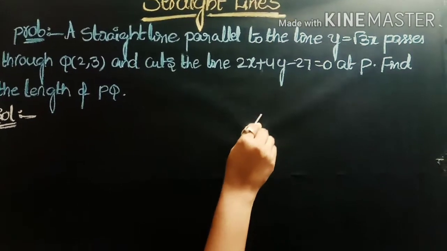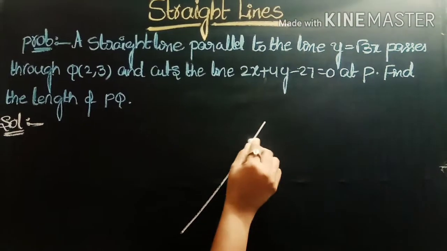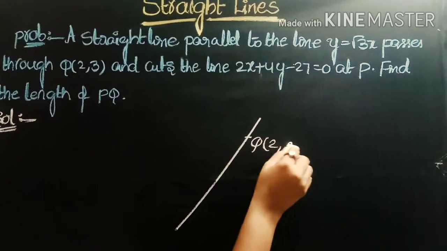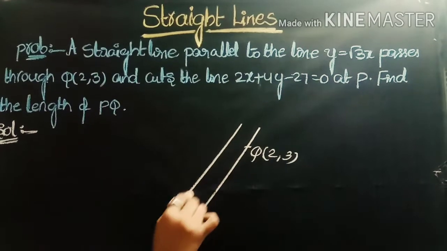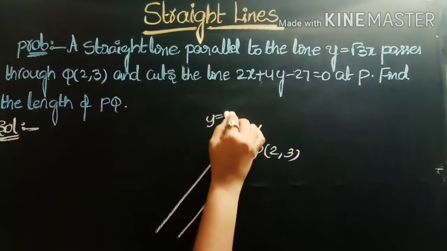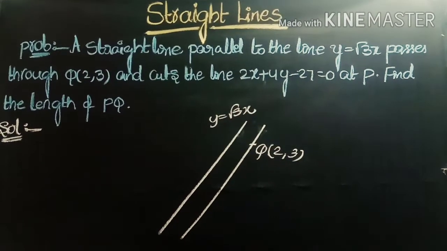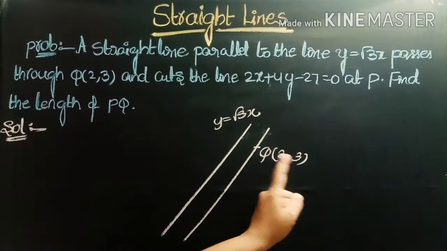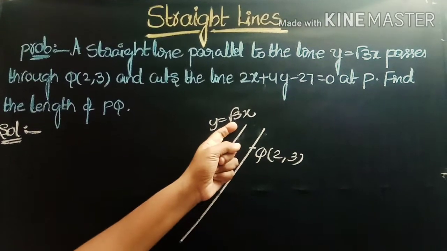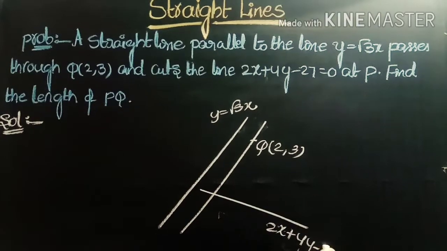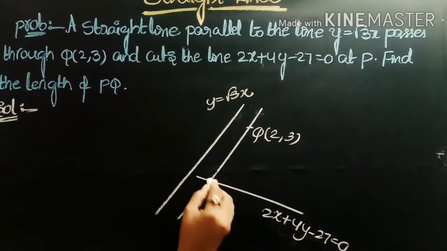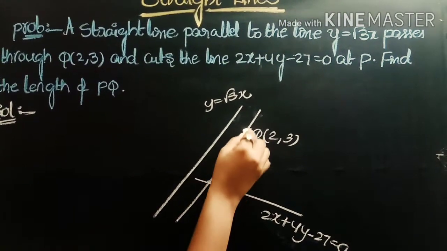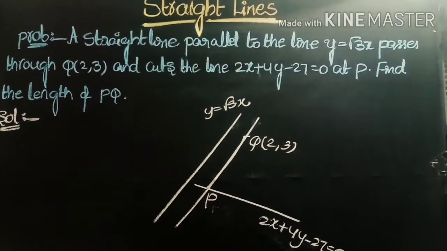Now we are taking one line which passes through the point Q(2, 3). And this is the line parallel to y equals root 3 x. So this is the line y equals root 3 x. And the line which passes through the point (2, 3) and which is parallel to the line y equals root 3 x cuts the line 2x + 4y - 27 = 0 at the point P. Then what is the length of PQ? That is the given question.